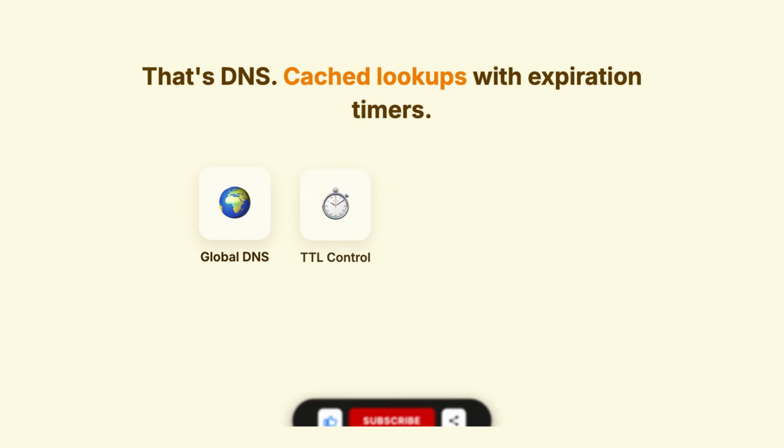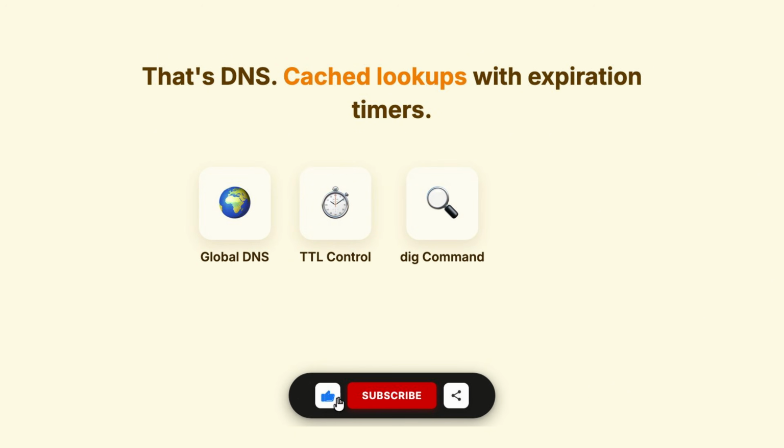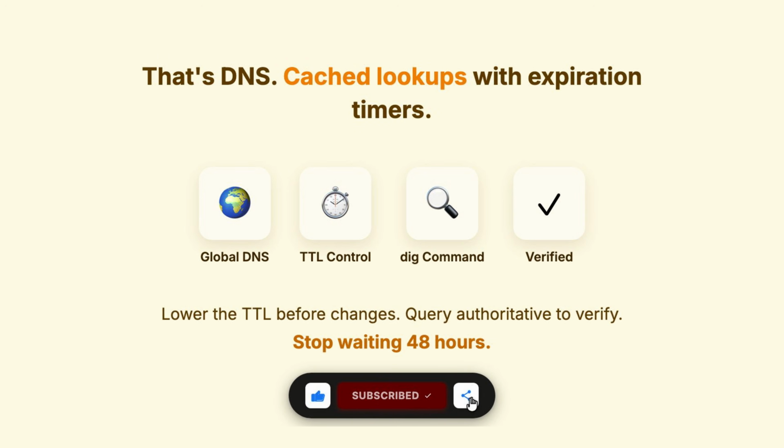That's DNS. Cached lookups with expiration timers. Lower the TTL before you make changes, query the authoritative server to verify, and stop waiting 48 hours for something you can control.